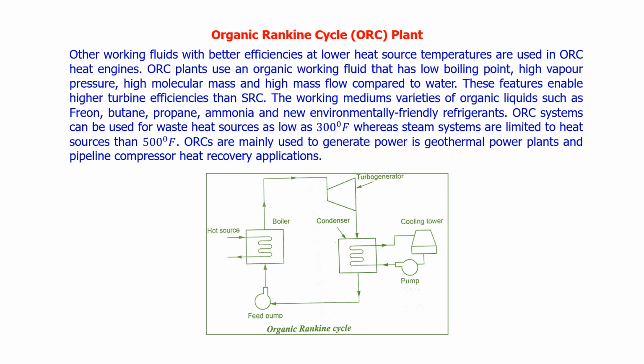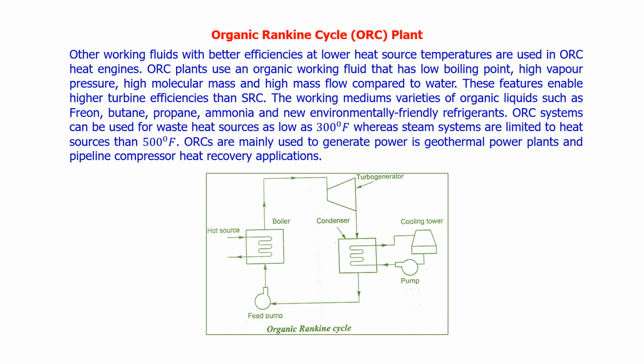It is mostly used in geothermal power plants and pipeline compressor heat recovery applications, whereas the Rankine power cycle is used in conventional thermal power plants or steam power plants, and ORC, that is the organic Rankine cycle, is used in geothermal power plants. Here also the layout is very similar to the basics of the Rankine cycle. Here also we have the heat source. It may be from various sources.